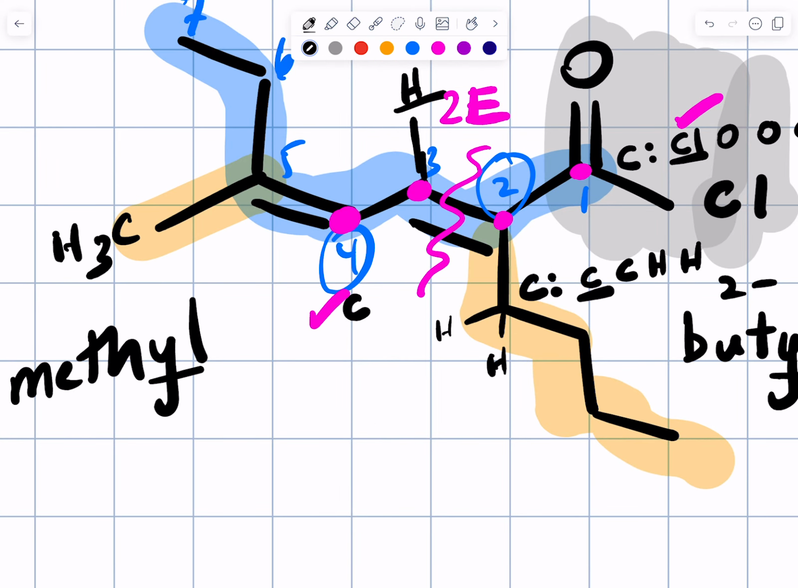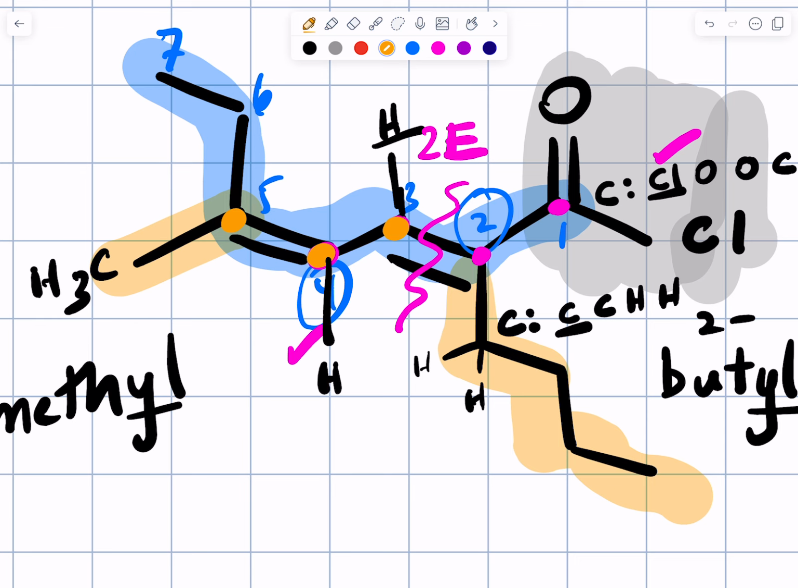We can do this again with carbon 4. I guess I have to use a different color for carbon 4 and carbon 5. Carbon 4 is attached to a hydrogen. I'm going to erase what I drew here. Carbon 4 is attached to a hydrogen and a carbon. Carbon is heavier than hydrogen, so that carbon wins.